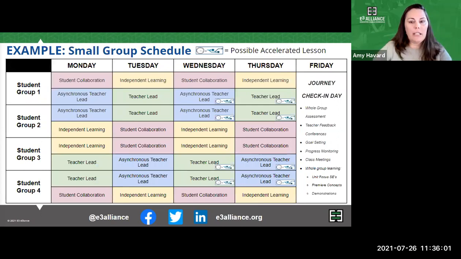So you can see on here that every day of the week is accounted for. Monday through Thursday, students are working through their small group schedule. And then on Friday, that one is reserved for different purposes. That's a check-in day where students might be doing assessments or one-on-one conferences. So I'm going to give you just a moment to review that schedule. Think back to what you've seen on the previous slides about what each of those stations might be and where accelerated learning might be happening in each of those stations.